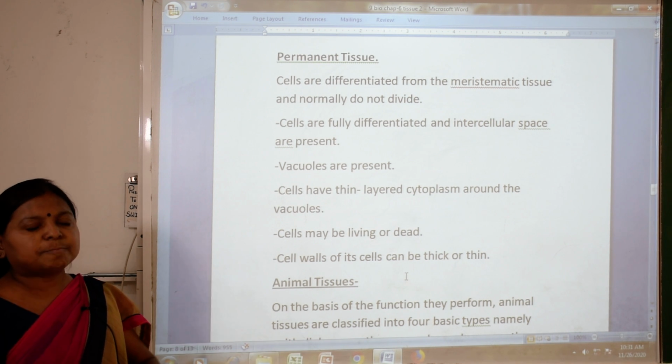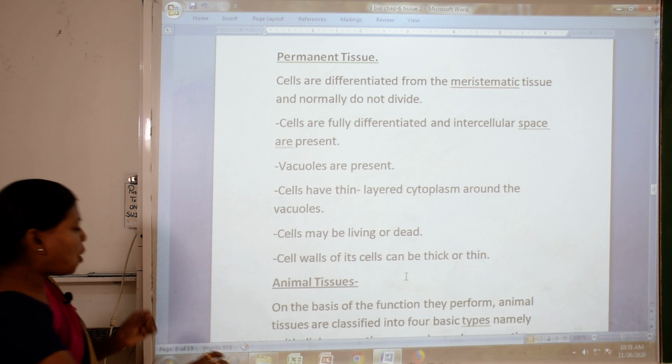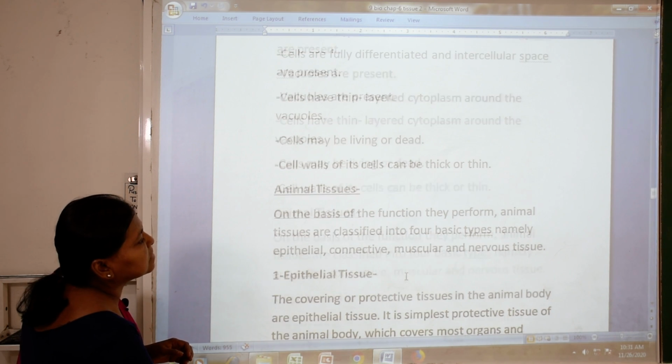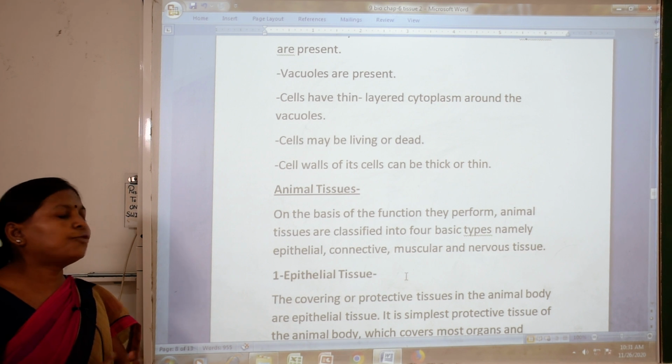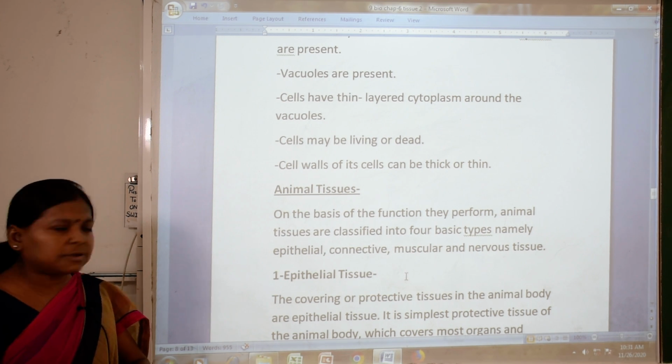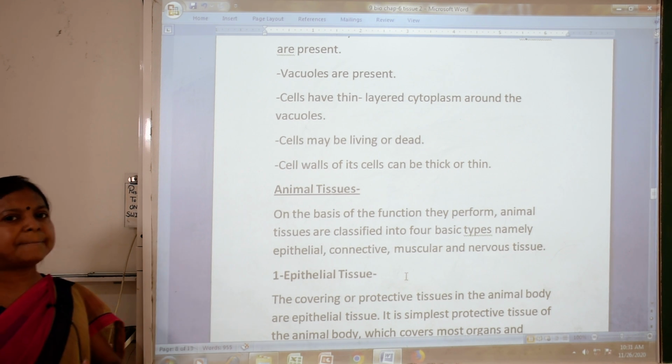Now we have finished plant tissue. Now I am taking animal tissue. On the basis of the functions they perform, animal tissues are classified into four basic types, namely epithelial, connective, muscular and nervous tissue. First one is epithelial tissue.